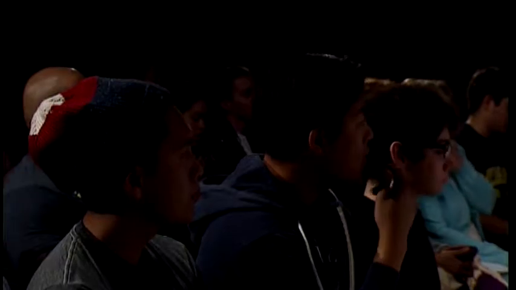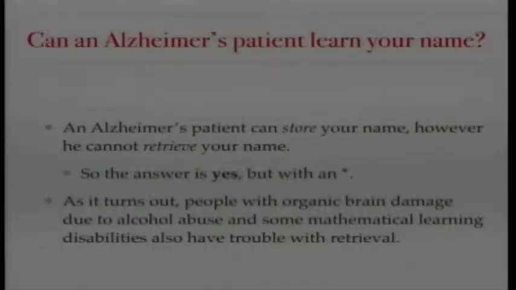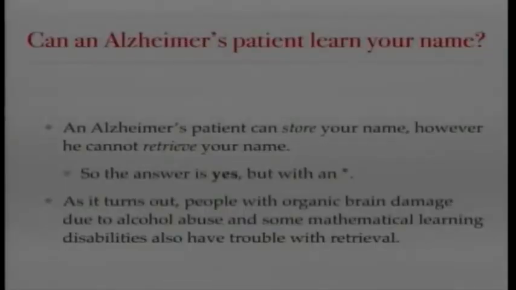So then to get to our answer: what the data has shown through using this process, and it has since been replicated using other methods as well, but that original paper, 99, was the first one that gave an answer. Then, as happens in the literature, people went back and forth, you're right, you're wrong, and eventually people say that the answer is yes, in the sense that they can store your name, or the pair words, whatever it is, but they have difficulty retrieving. And as it turns out, people with organic brain damage due to alcohol abuse, as well as some of the mathematical disabilities, also have the same retrieval problem. So again, it's not the storage, but the retrieval.